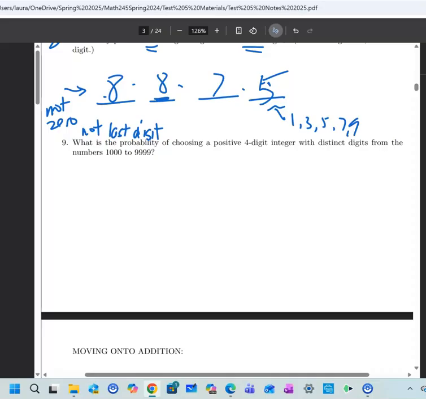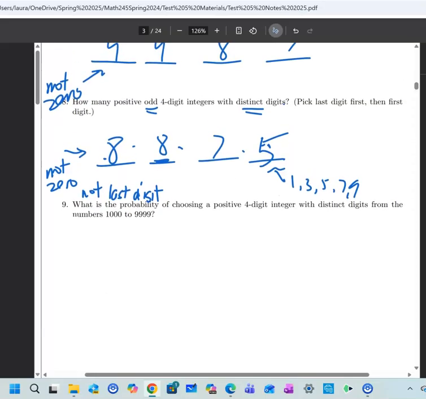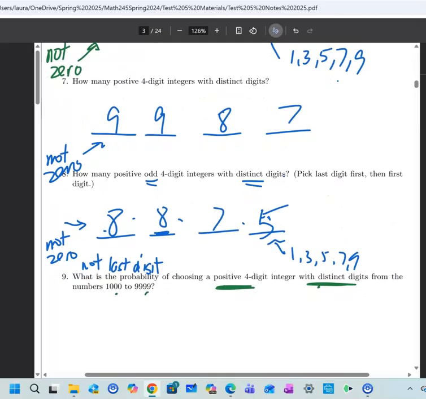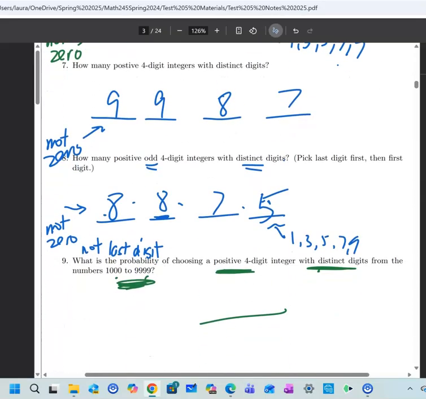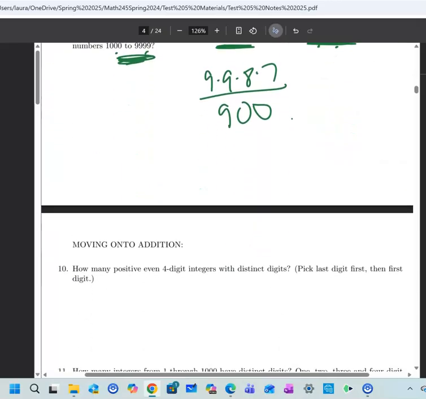Okay, probability. This is probably going to use what I've been using. Probability of choosing a 4-digit integer with distinct digits from these numbers. So this uses the number of numbers, which would be 9,000. That's the big denominator of our fraction. The distinct-digit 4-digit numbers would be this answer here, right? So 9 times 9 times 8 times 7. And that's a fine answer, just leaving it like that.